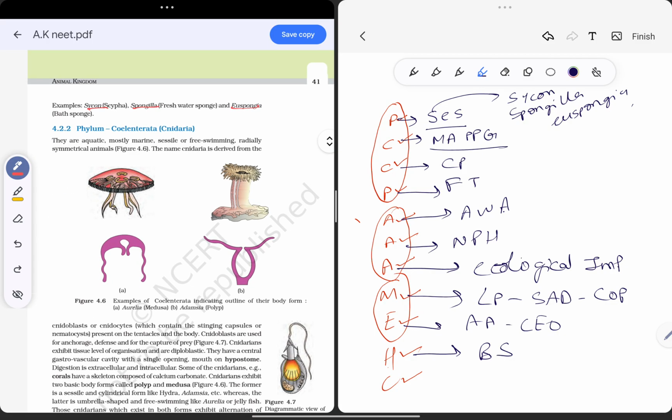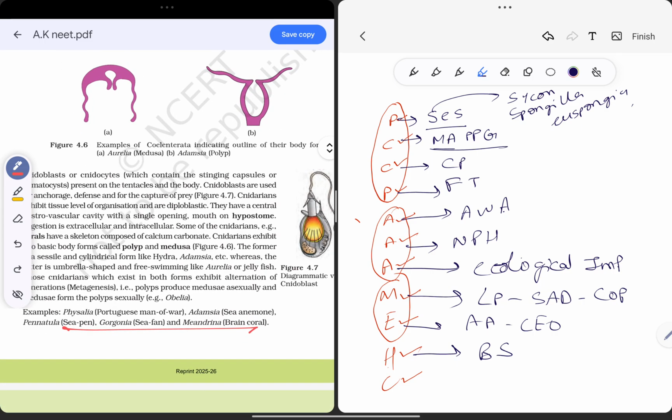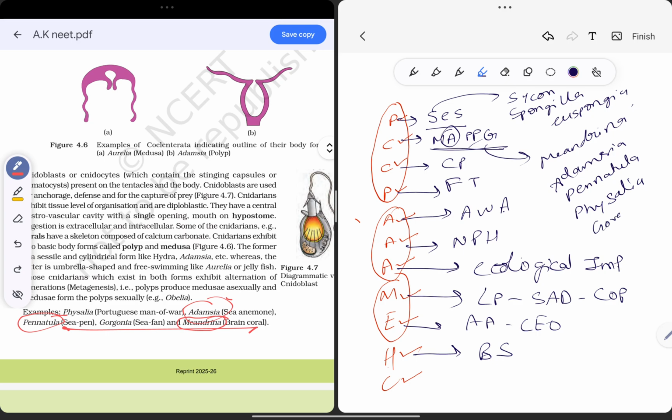And again, the next one is Coelenterata, also called Cnidaria. These examples are MAPG. What is MAPG, if you ask? See, M means Metridium. A means Adamsia. P means Pennatula. The other P is Physalia. The G is Gorgonia. You should also remember the common names, which is very important.